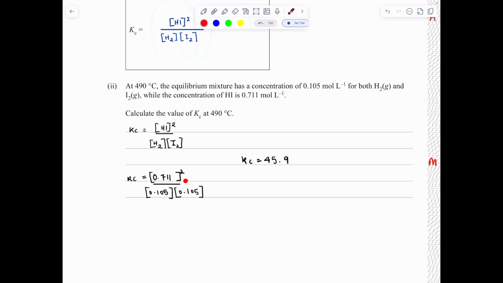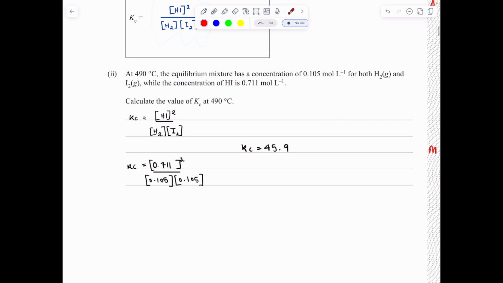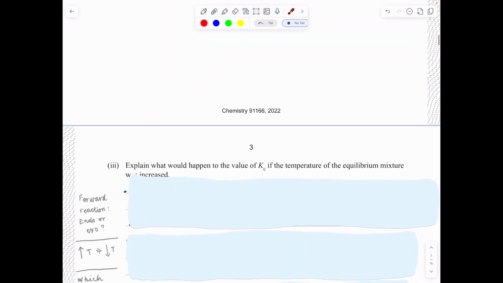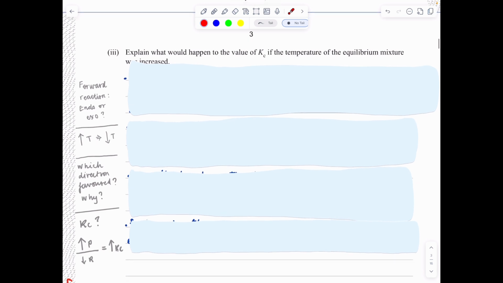So plugging this into my calculator, 0.711 divided by these two values here times together will give you 45.9. To 3 significant figures, no units are required, and that's worth a merit. Explain what would happen to the value of Kc if the temperature of the equilibrium mixture was to increase, okay?